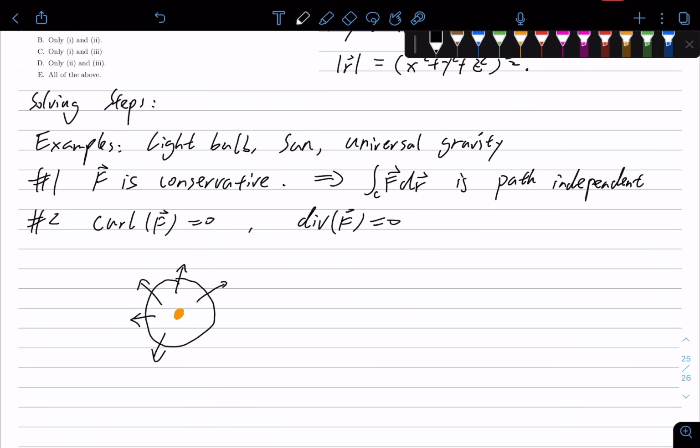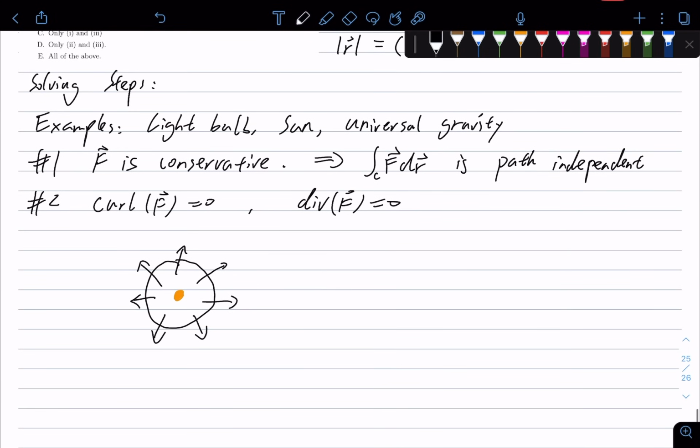Right, but you get the idea. Okay, so I think it's easy to see that there's no rotation in this vector field. So the curl of F is 0. But why is the divergence 0? Okay, let me explain.